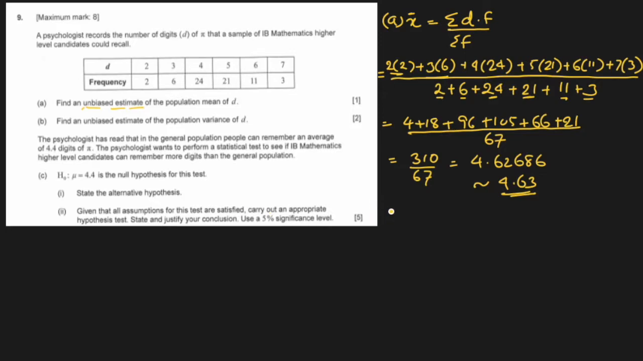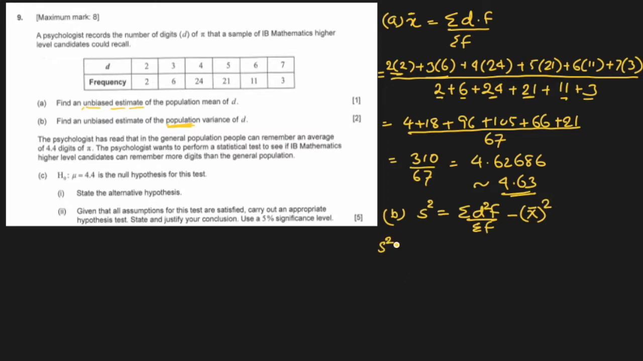What about B? Let's answer B here. Find an unbiased estimate of the population variance of D. So let's find the normal variance first. What will be the variance for the sample? It will be sigma D square F over sigma F minus the mean square.